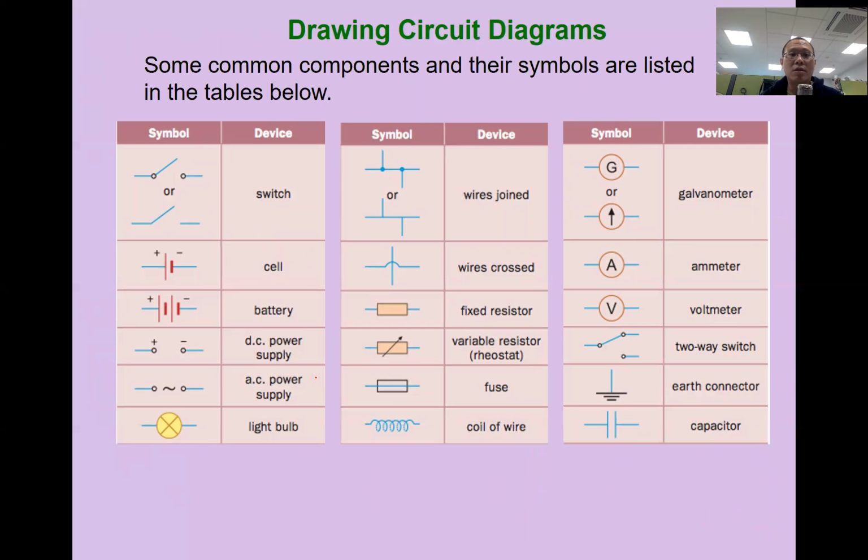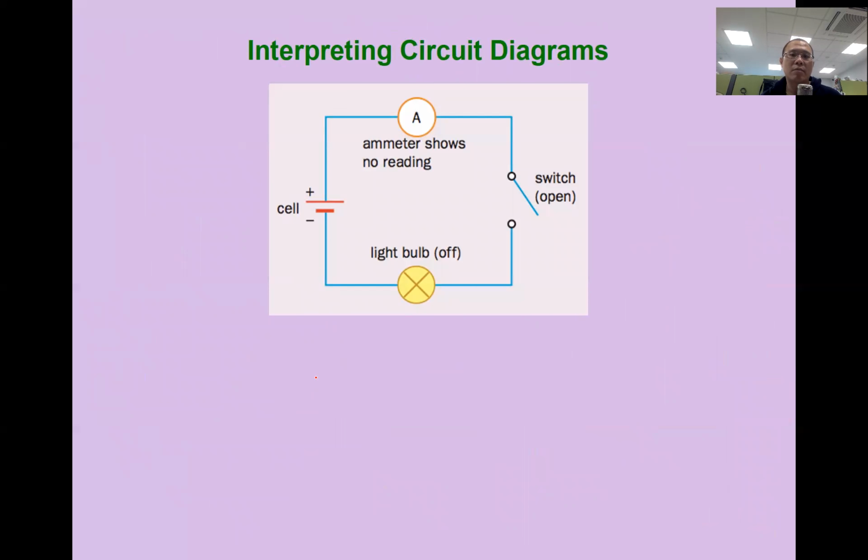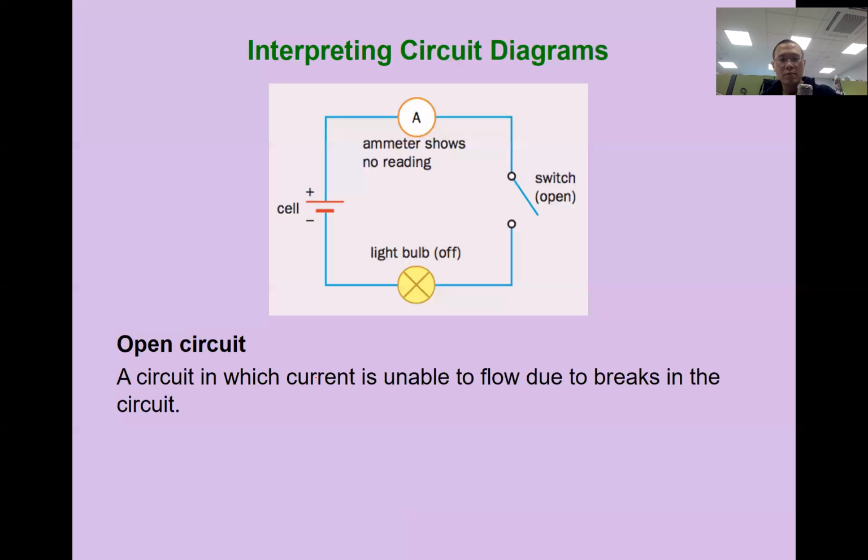The last section, in terms of circuits, covers the symbols that we tend to use. Just run through them and be clear with the symbols when you use them. It's actually quite the same as what you learn in grade 7, grade 8, or what you call sec 1 and sec 2. Interpreting circuit diagrams, open circuit, this one I would say is quite straightforward. Open means no current.